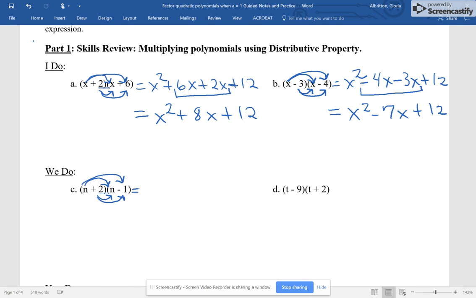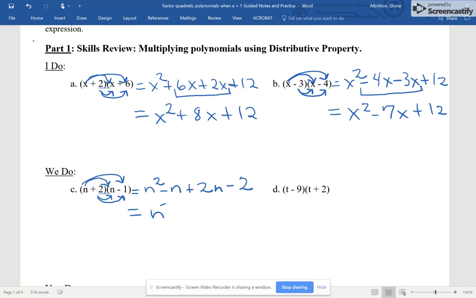N times n gives me n squared. N times negative 1 is a minus 1n. I don't have to put the 1 unless I want to. Now 2 times n is 2n. 2 times negative 1 is minus 2.